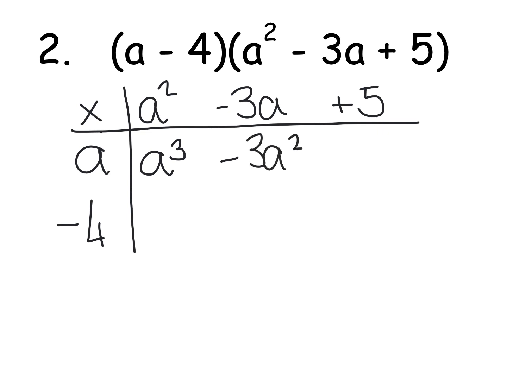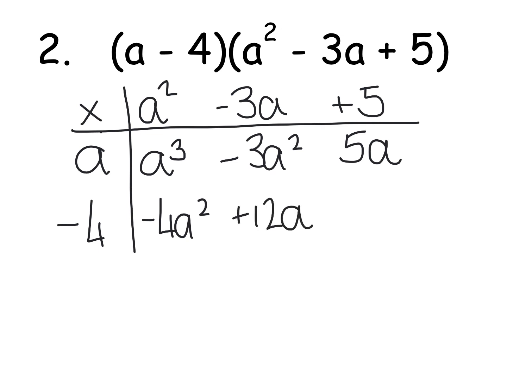The end term will be doing the 5 times the a, which gives us 5a. Then I'm going to come down to the bottom row, and we're going to times everything by negative 4. So negative 4 times a squared gives us minus 4a squared. Negative 4 times negative 3, double negative there, turns into positive 12a. So plus 12a. And the last 2 bits, minus 4 times 5, the negative wins, so we get negative 20.